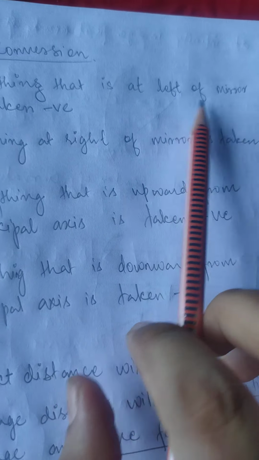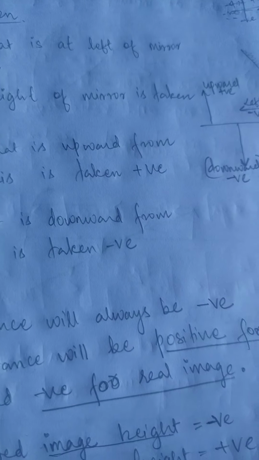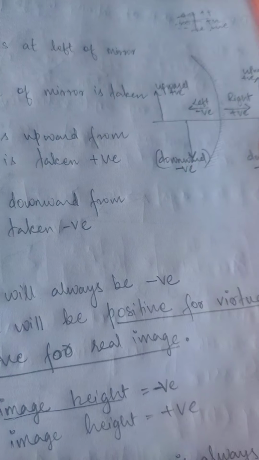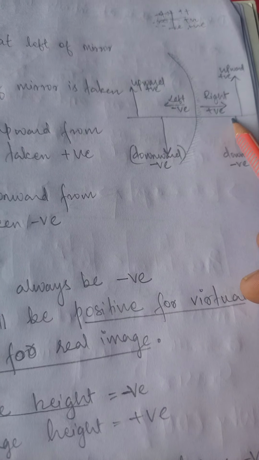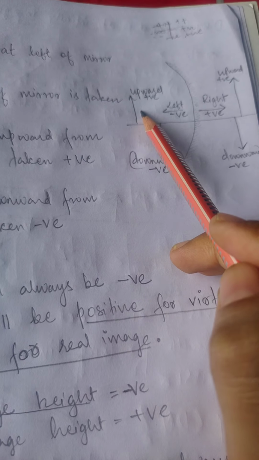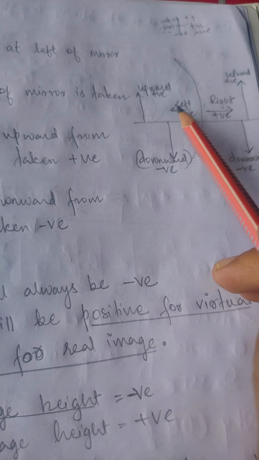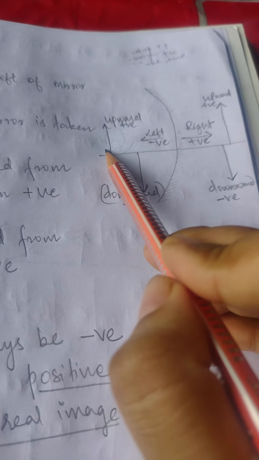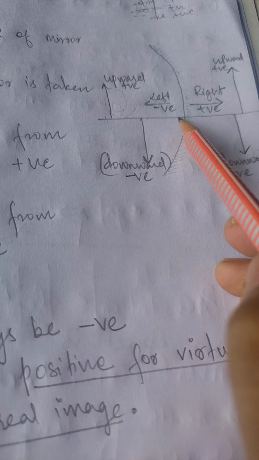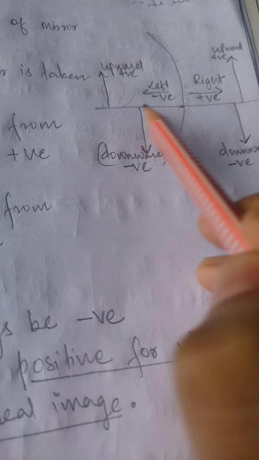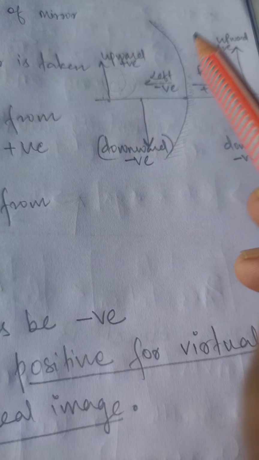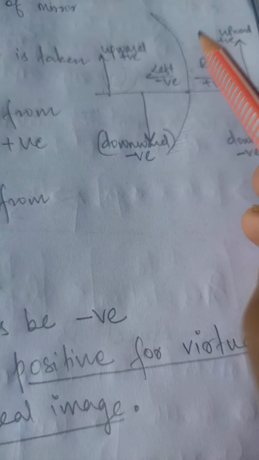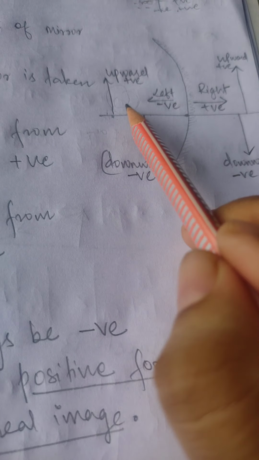Anything that is at the left of the mirror is taken negative, and anything that is at the right side of the mirror is taken positive. For example, if the object is here and I ask you the object distance, you will calculate the distance from the pole to the point where the object is. If it is 10 centimeter, you will say minus 10. Why minus 10? Because it is lying on the left of the mirror.